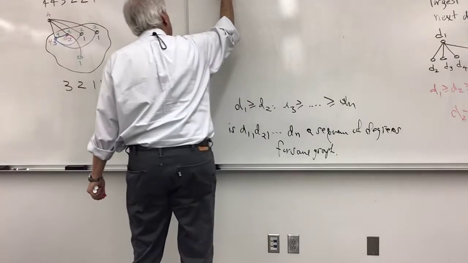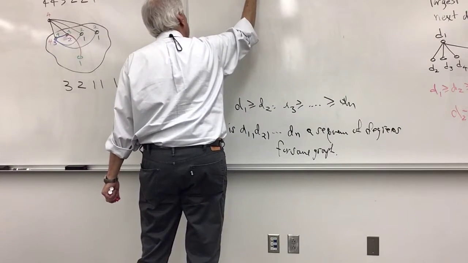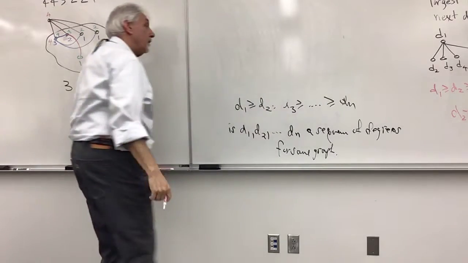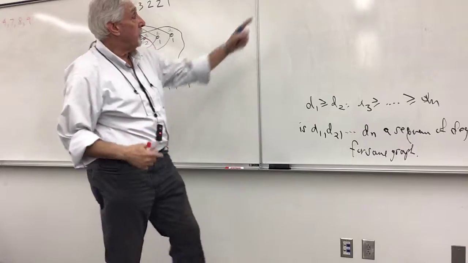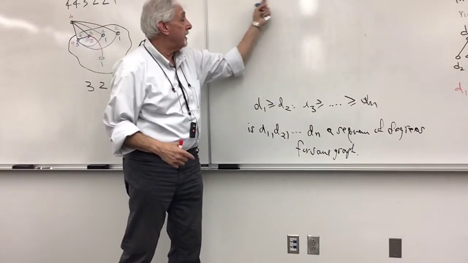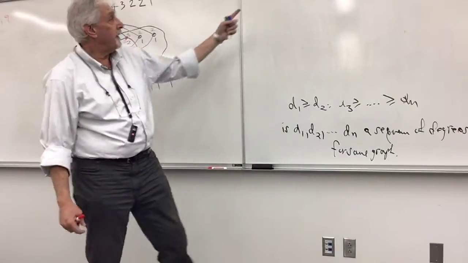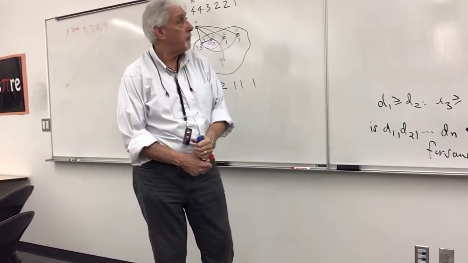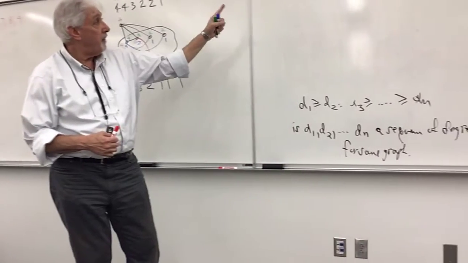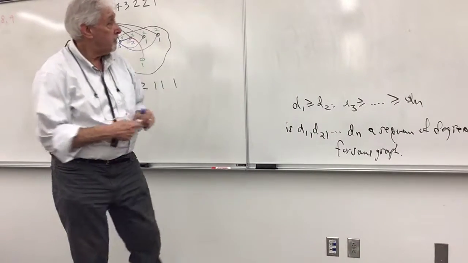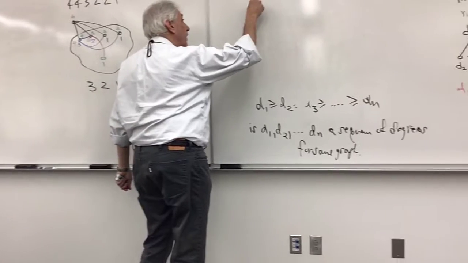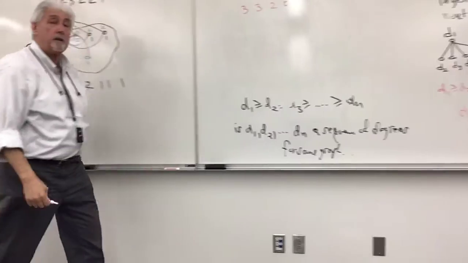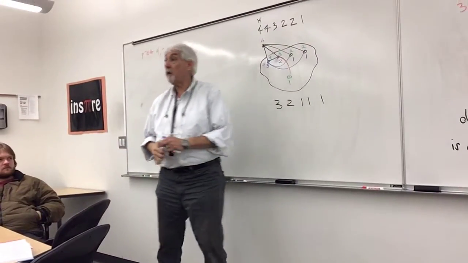So let's see. This is D1, this is D2, D3, D4, D5, D6. So I'm going to subtract 1 from the next 6 degrees. Sorry, I'm going to subtract 1 from the next 5 degrees. So 5, 4, 4, 3, 1, 1 is realizable if and only if 3, 3, 2, 0, 0 is realizable. And we're only talking about graphs.